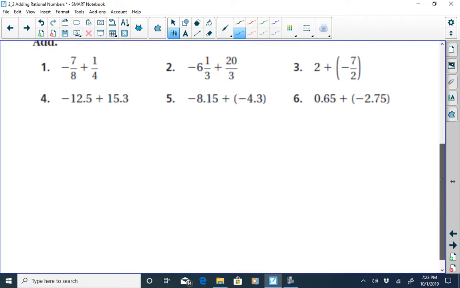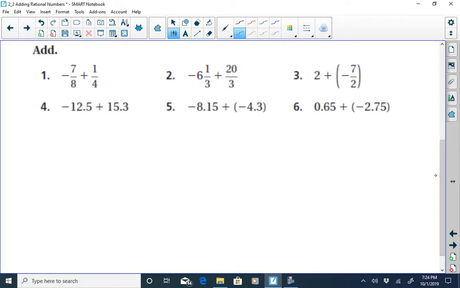We'll do each one just so that we have a pretty good idea of what we're doing and how we're doing it. Start with problem number 1. I'm going to rewrite negative 7 over 8 plus 1 over 4. I have to rewrite these fractions with a common denominator. The common denominator of 8 and 4 is going to be 8. So negative 7 over 8, I don't have to change, but the 1 over 4, I have to rewrite as 2 over 8.